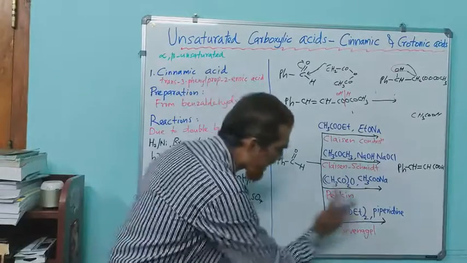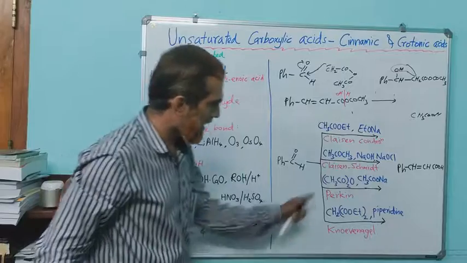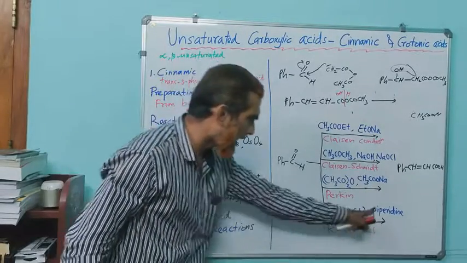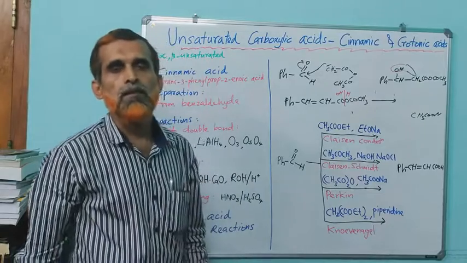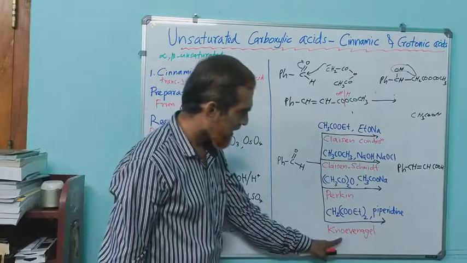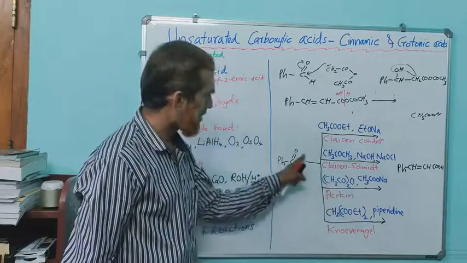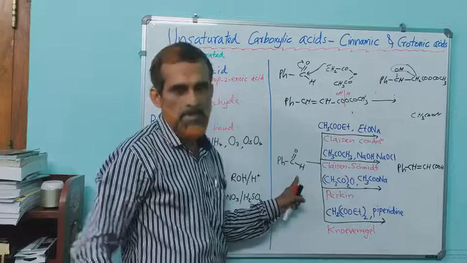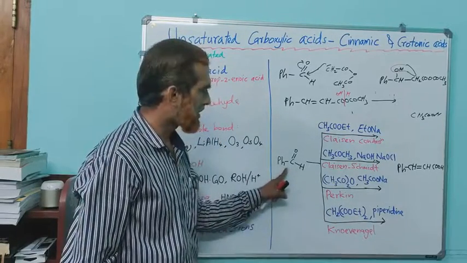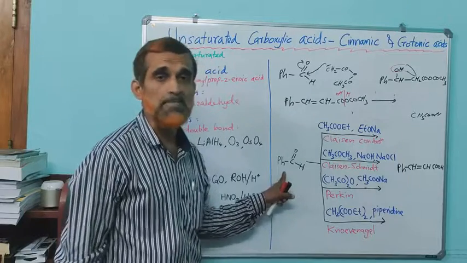Finally, Knoevenagel reaction. What's the difference here? See that in Perkin, sodium acetate is the base used. In Knoevenagel, we generally use organic bases like pyridine, piperidine, etc. And in all these reactions, benzaldehyde only is used, whereas in Knoevenagel, both aliphatic as well as aromatic aldehydes are used.